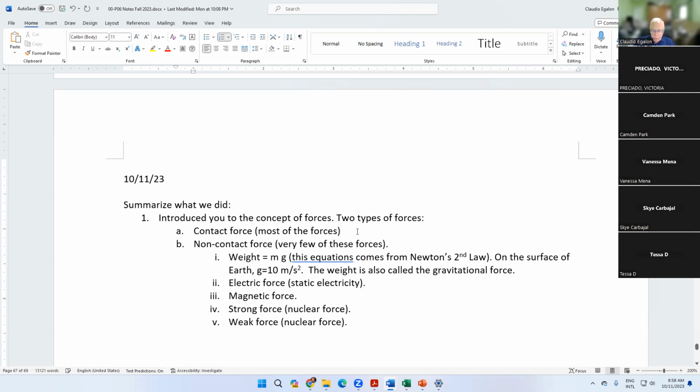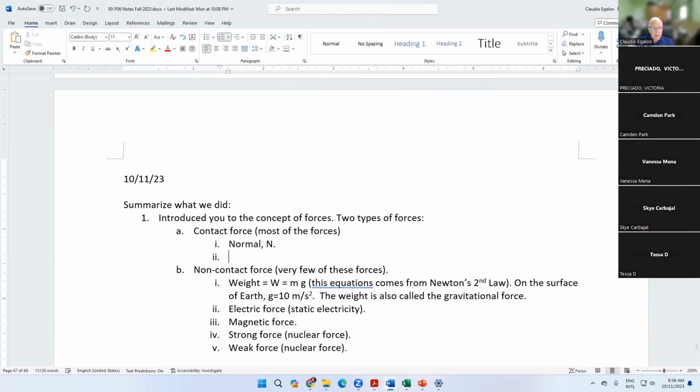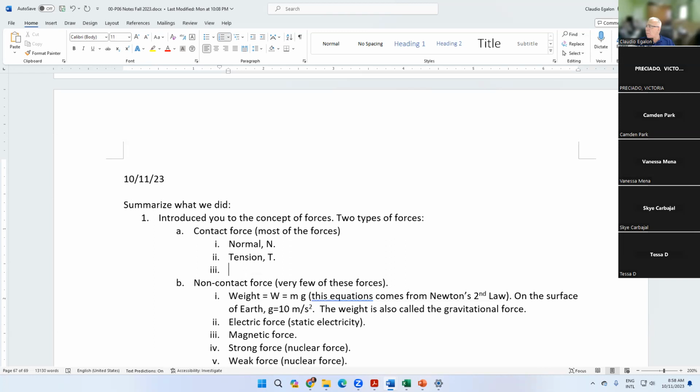And then we have the contact forces. The first one I introduced to you was the normal, and I abbreviated it by the letter N, let's not forget. And the weight, we usually abbreviate by the letter W. Okay, there's a tension, okay? We usually abbreviate that force by the letter T.